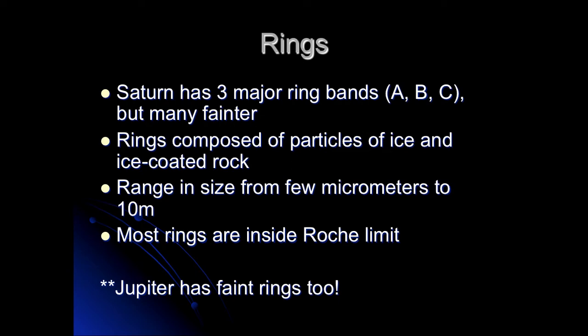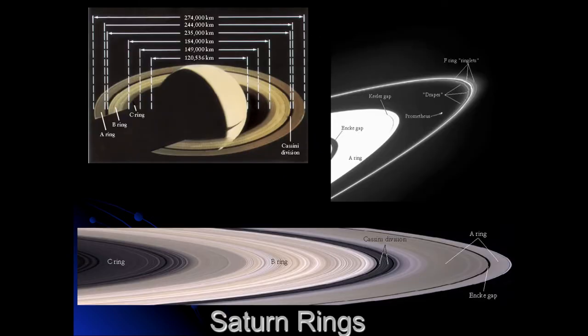And although in images of Saturn those rings look like a disk, they really are particles, okay? They're essentially just composed of particles of ice and ice-coated rock, and they range in size from a few micrometers, so super, super tiny, up to 10 meters in diameter. So they're pretty cool. And Jupiter also has some faint rings, okay?